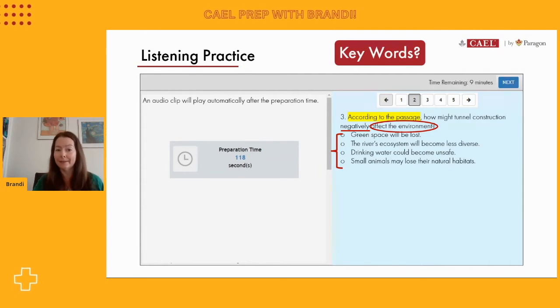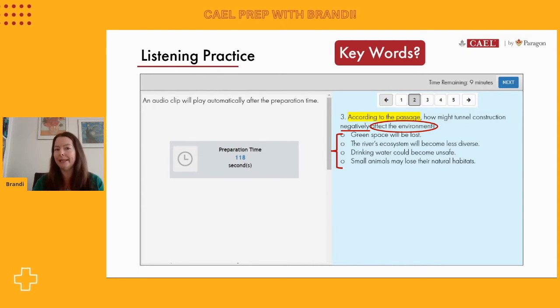And again, you'll notice in this question, just as it was in question 1 earlier, it says here, according to the passage. So those are signal words to us, the test taker, to let us know that the answer itself is going to be stated somewhere within the passage. This is not an inference question. We don't have to guess what the best possible answer will be. So at some point, the speaker is going to give us one of these answers to explain what the negative impact on the environment would be.